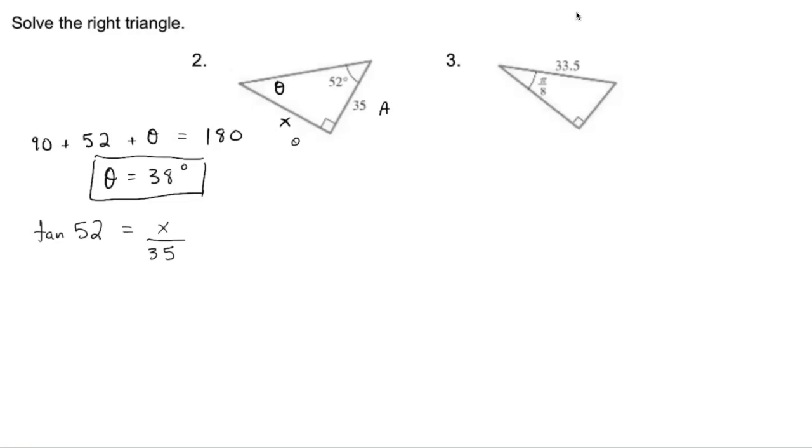Multiplying both sides by 35, we'd get that X is equal to tan 52 times 35, which is 44.8 units. Now, the only thing left after that is to find the third side. In this case, now you have any number of options. You could use sine, you could use cosine, or you could even use the Pythagorean theorem.